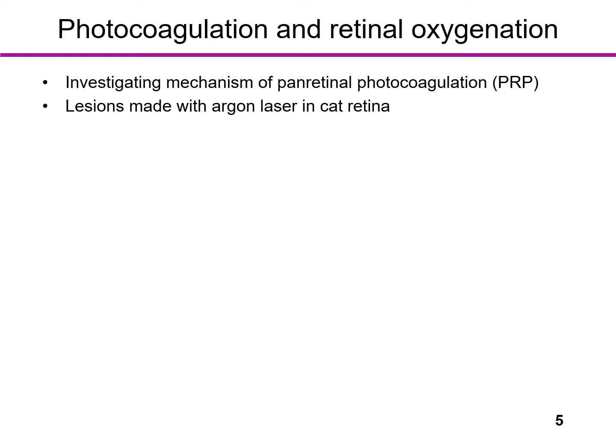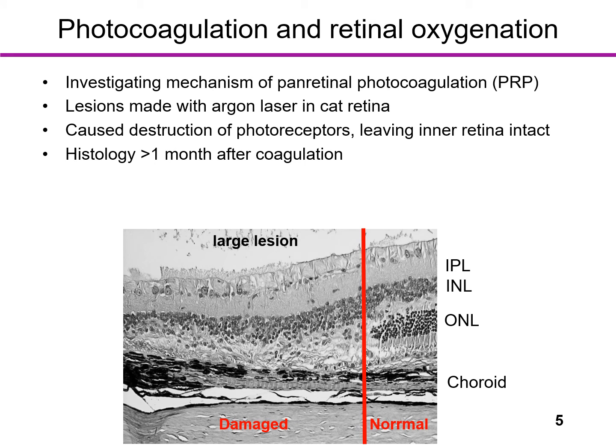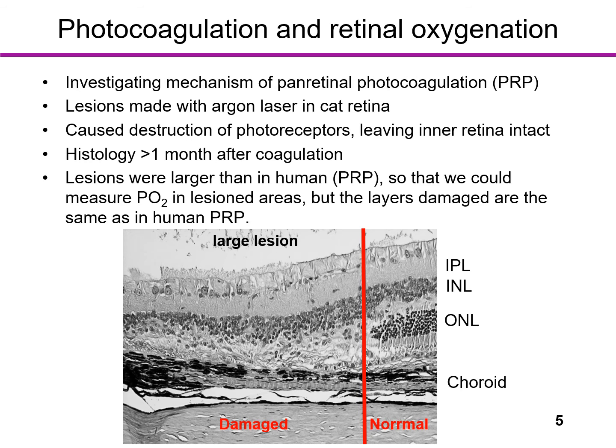We did some experiments to try to investigate the mechanism of panretinal photocoagulation, or PRP. We made lesions with an argon laser in the cat retina, and that caused the destruction of photoreceptors, which also left the inner retina intact. As you can see here in this picture, taken about a month after photocoagulation, there's normal retina on the right, showing all of the normal layers, but on the left is damaged retina, which is completely missing the outer nuclear layer, and the photoreceptor inner and outer segments are simply disorganized. But the internuclear, interplexiform, and ganglion cell layers are present.